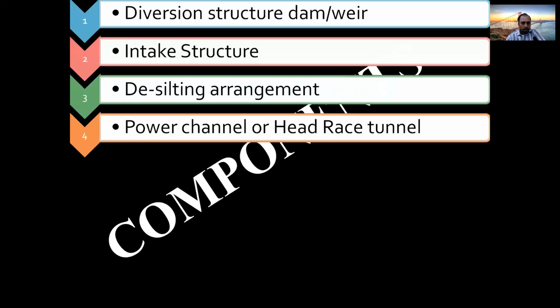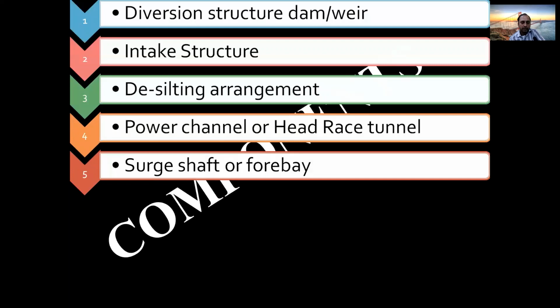All right. These are the components that I'm talking about, generally for a run of the river scheme, not for a storage scheme. For a storage scheme, some components will be removed from this list. So this is a tunnel that takes water all the way to the turbine.